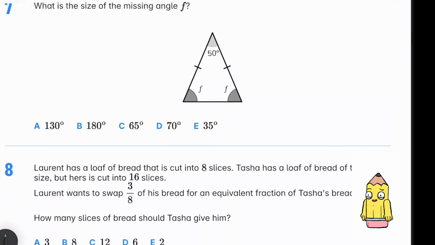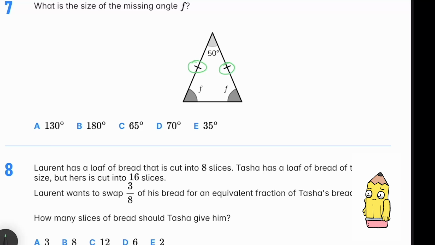Question 7. What is the size of the missing angle F? Now, we've got something called hatch marks, and they indicate that side lengths are equal. So this is an isosceles triangle. This means that the two angles F and F are equal, because isosceles triangles contain two angles of equal size.